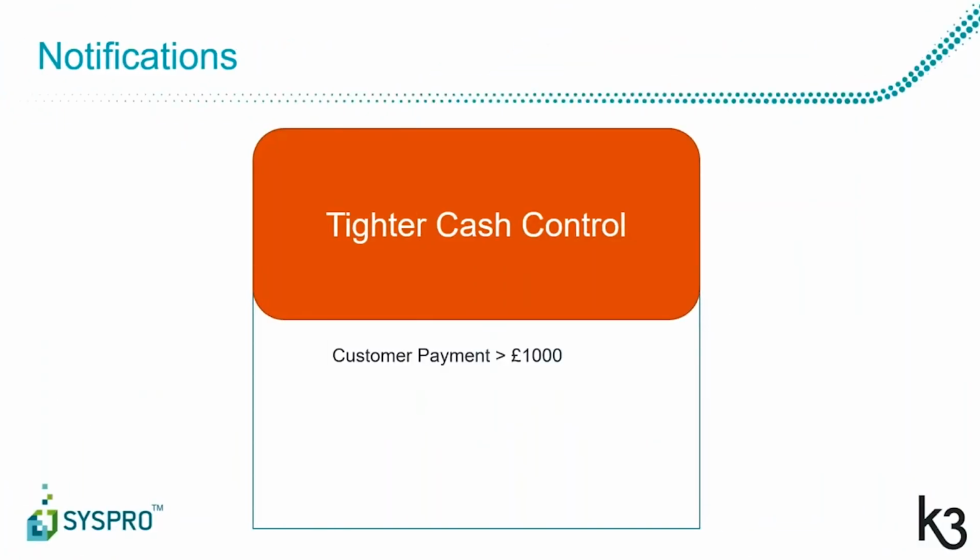The next example I want to go into is notifications. We want to have tighter cash control. When a customer payment comes in for over 1,000, we're really managing our cash tightly right now. What I want to do is make sure that our sales director is notified so that they're able to go ahead and engage better with that customer.